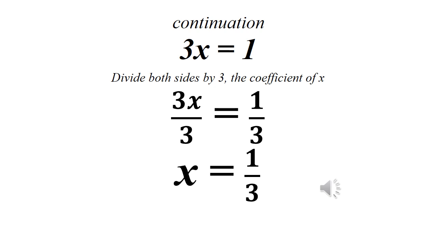Since we have 3x equals 1, to get the value of x, we divide both sides by 3, the coefficient of x. That will be 3x over 3 equals 1 over 3. Then 3 cancels out 3, and we have x equals 1 over 3.